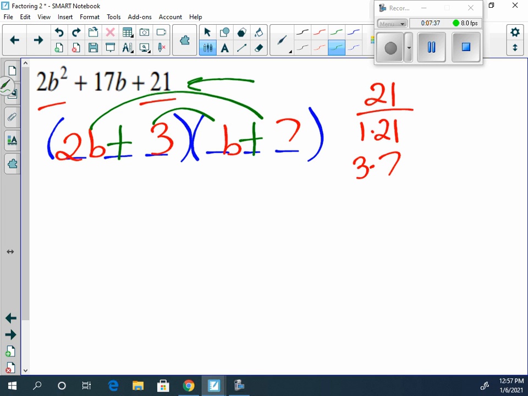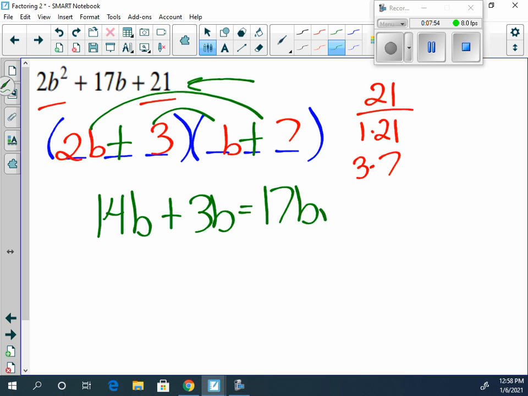Well, 2b times 7 is going to be 14b. 2 times 7 is going to be 14, and we have the b. 3 times b is going to be 3b. And 14b plus 3b is 17b. Worked out. Any questions on any of this here?